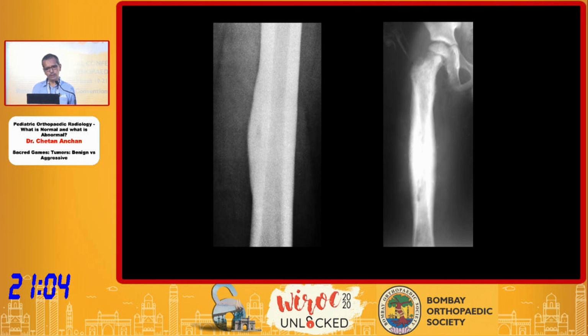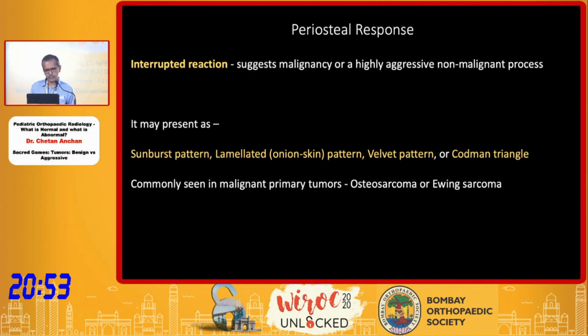This is X-ray of an osteoid osteoma on the left, and on the right we are seeing the sequelae of a osteomyelitis. On the other hand, when we come to interrupted reaction, it suggests a malignant or a highly aggressive non-malignant process, and these have been variously described as sunburst pattern, lamellated pattern, velvet pattern or Codman triangle. It does not matter which pattern it is. What you need to know is that it is an interrupted periosteal reaction.